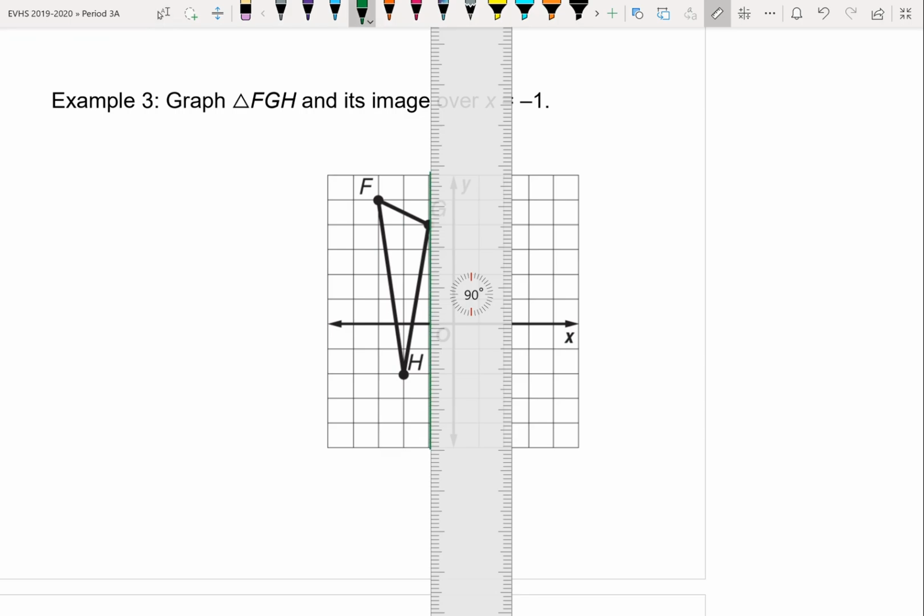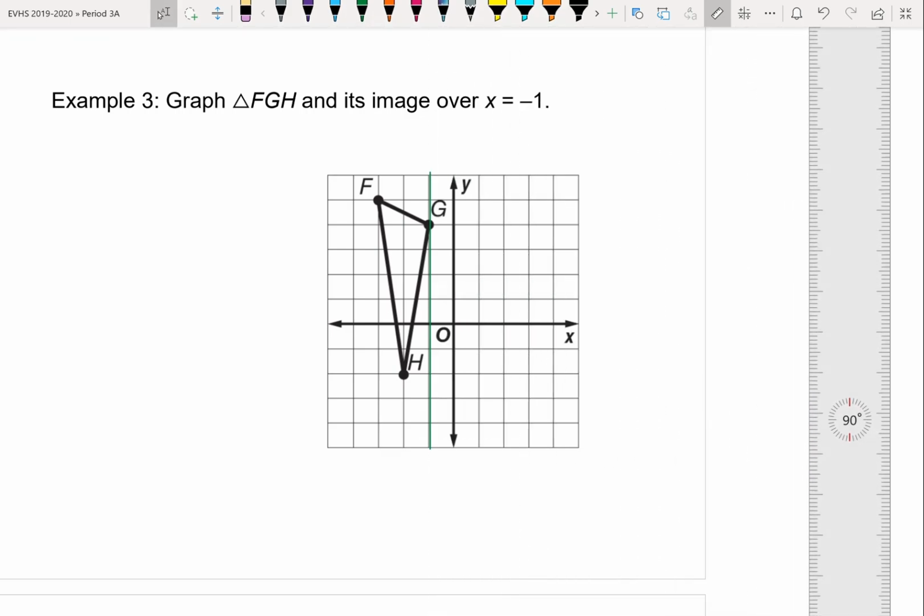Now, horizontal and vertical lines are very easy to reflect over, especially when we have all of our grid lines drawn. Here I can see that G and G prime are the exact same point. Then F, I can just count that distance, 1, 2. We're going to go 1, 2 again to get F prime. Then H is 1 away, so we go 1 away again and get H prime.